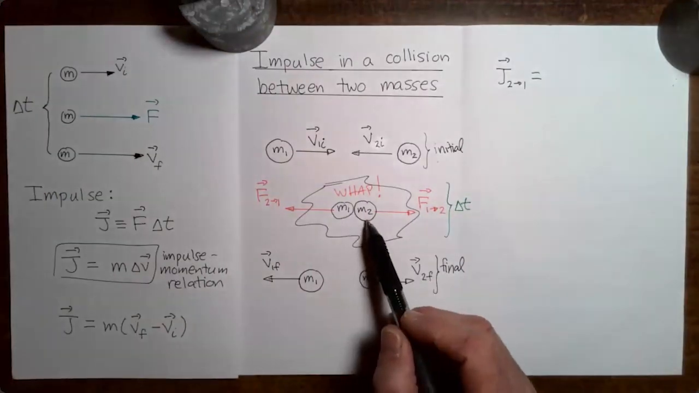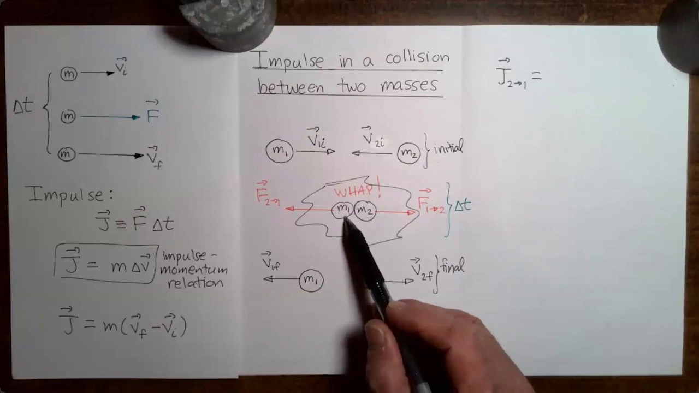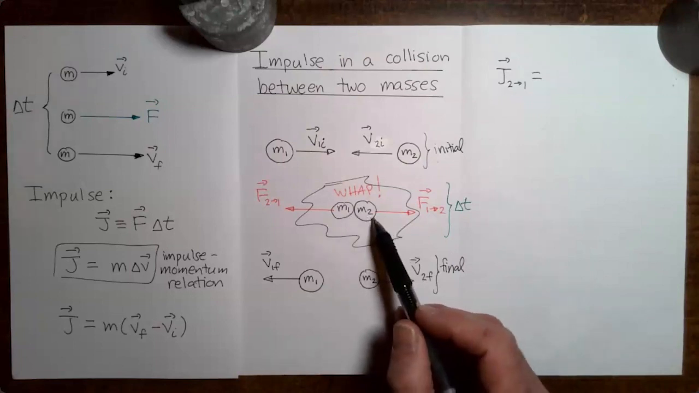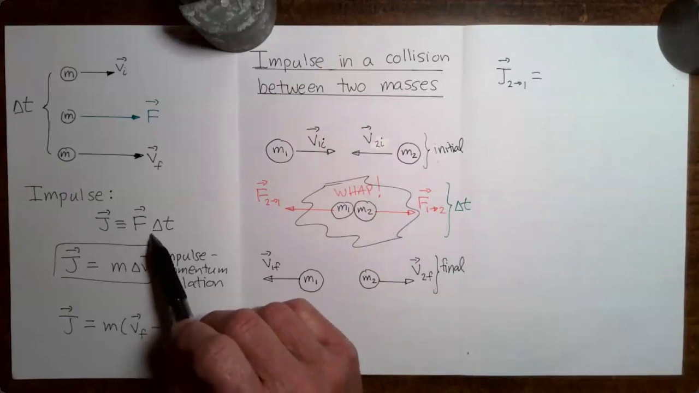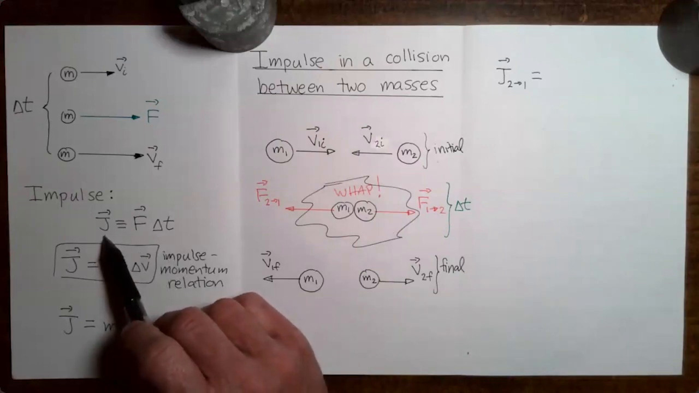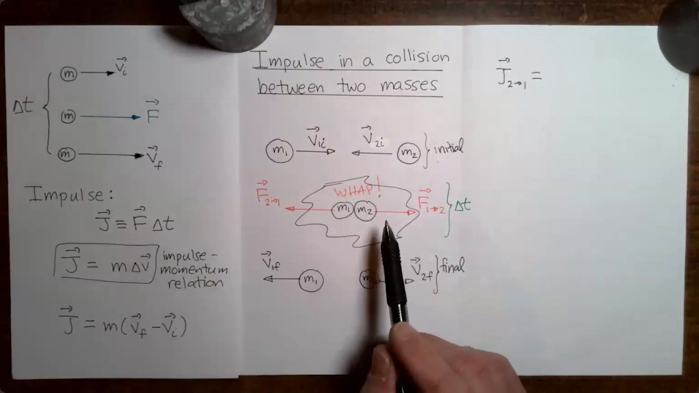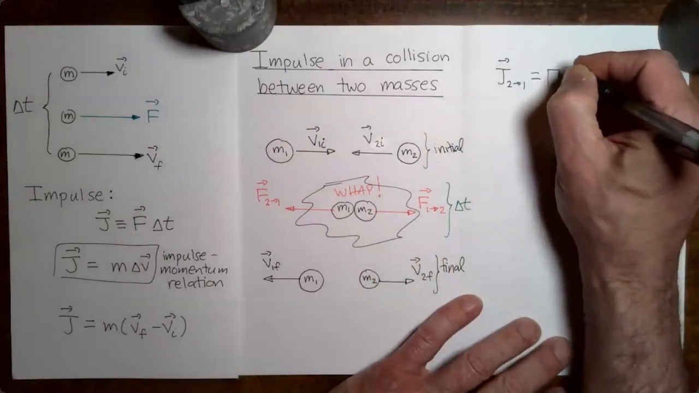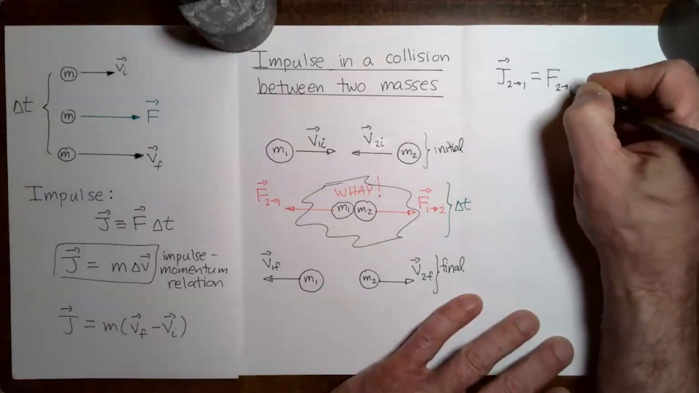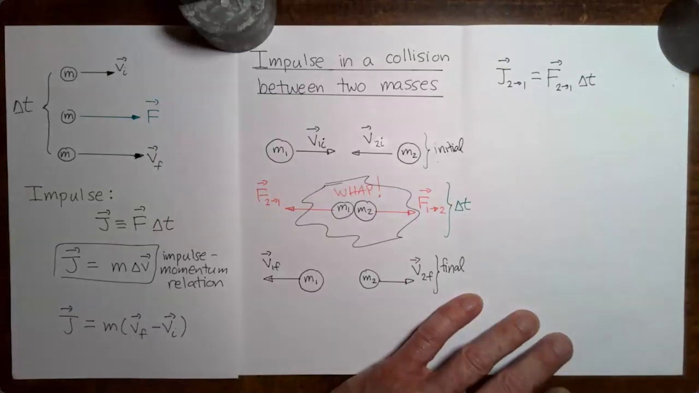During that collision, what would be the impulse that mass 2 delivers to mass 1? To answer that question, let's go back to the definition of impulse here. Impulse is defined as the force that acts multiplied by the time for which the force is acting. So the impulse that 2 gives to 1 would be equal to the force that 2 exerts on 1 multiplied by the time for which the force acts.